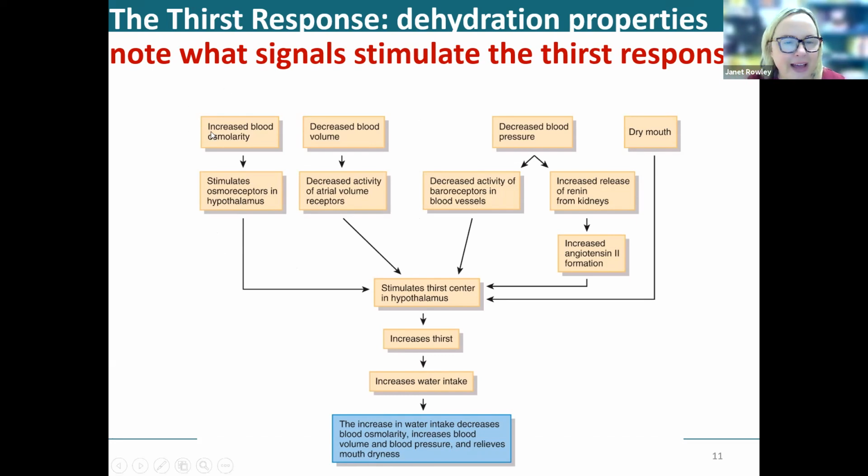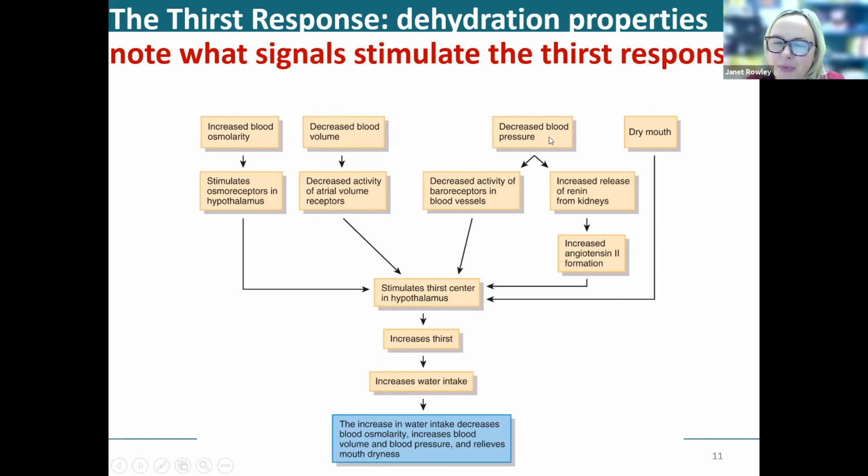So up here we have increased blood osmolarity, so thicker blood, which stimulates the osmoreceptors in our hypothalamus, which stimulates the thirst center in the hypothalamus. When we have decreased blood volume, there is decreased activity in the atrial volume receptors. So that stimulates the thirst response, the thirst center.